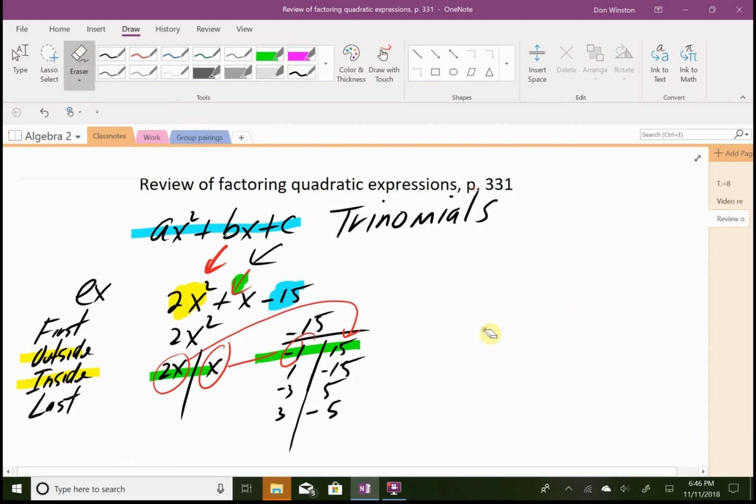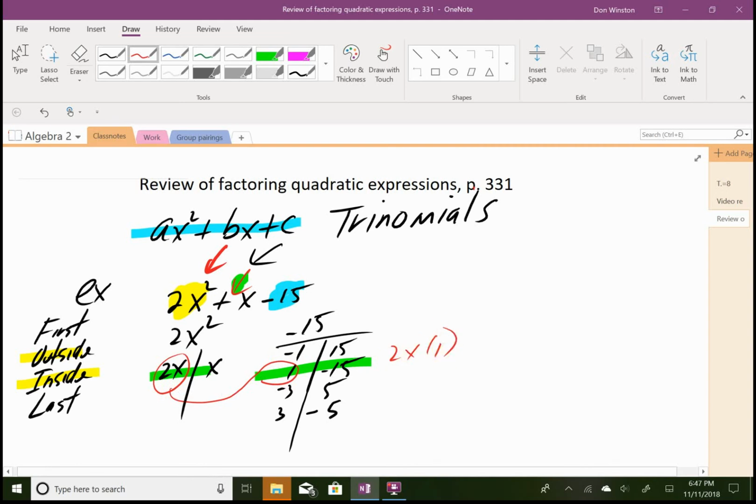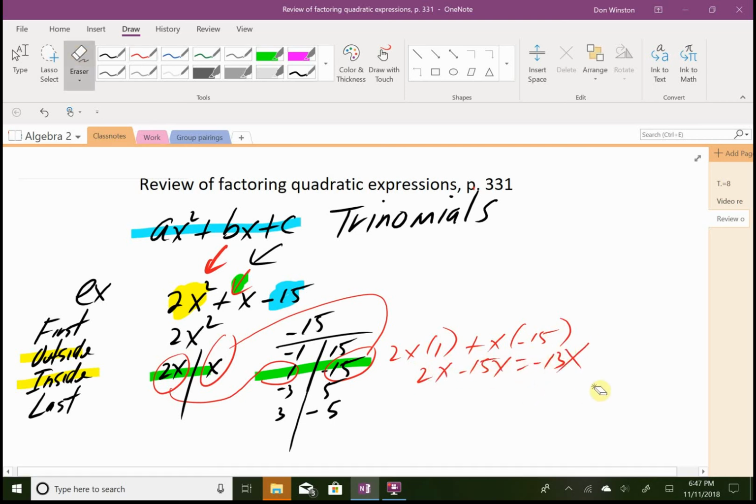All right, so now I'll move on to the other one here, so I can check this as well. We move on to the next pair of factors. Let me erase that. Let's try this one here. I can take 2x and multiply it by 1, and then x times negative 15. So I have 2x minus 15x, which gives me negative 13x. That doesn't do it. Again, I'm looking for x.